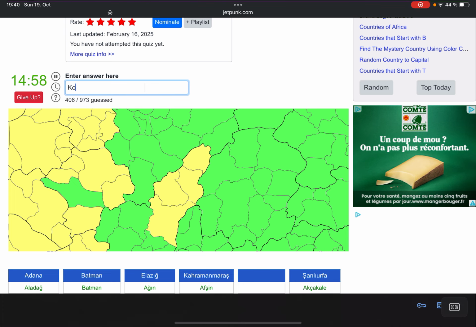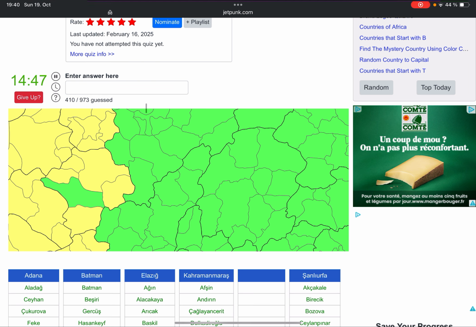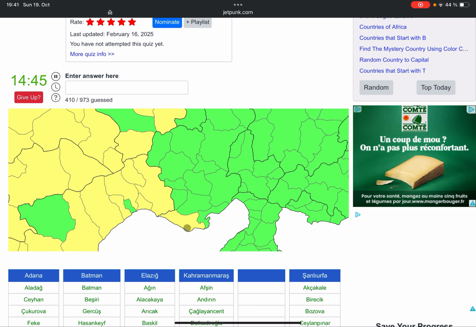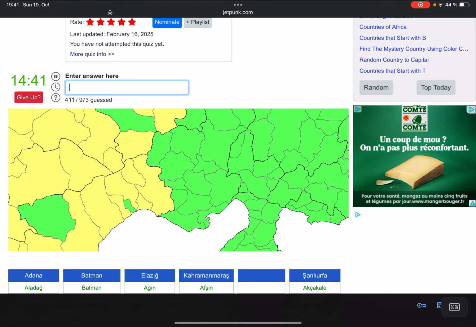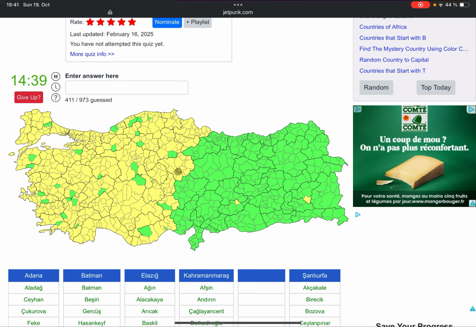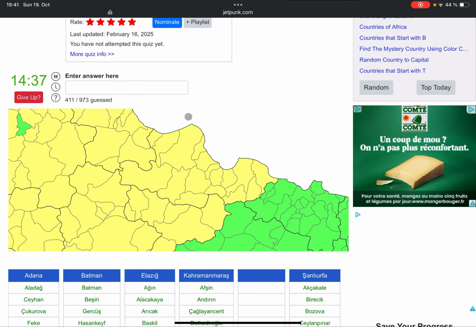Anyways, we have the districts of Kozan, Feke, Saimbeyli, Tufanbeyli. Alright, and then we just have one district left here in Adana province, and that's Karataş. Alright, let's quickly do this one here.